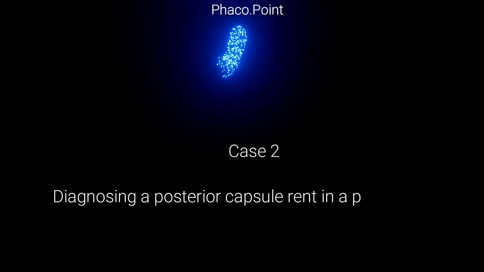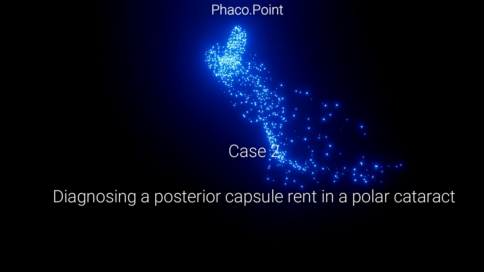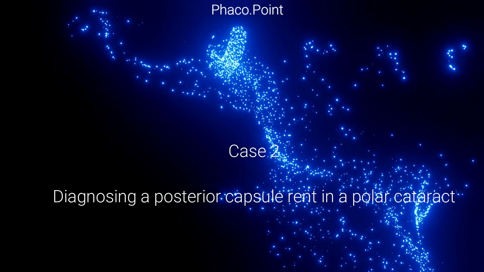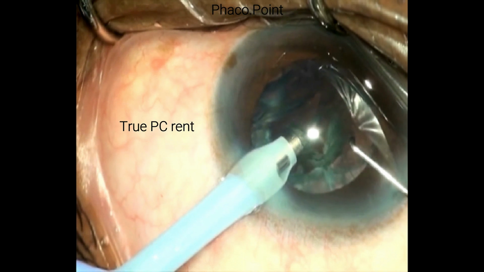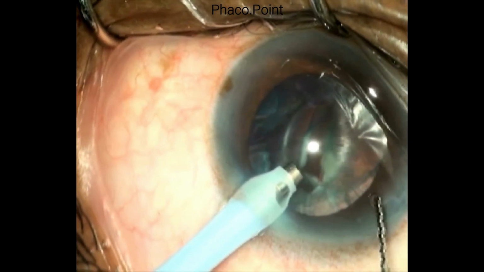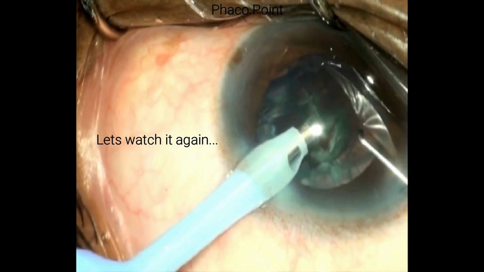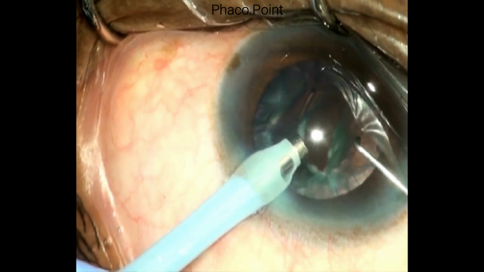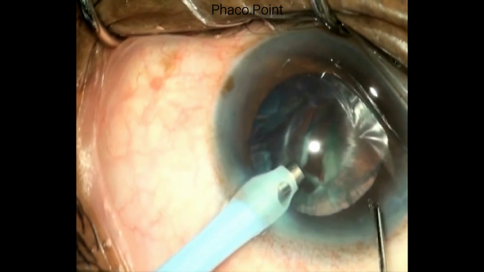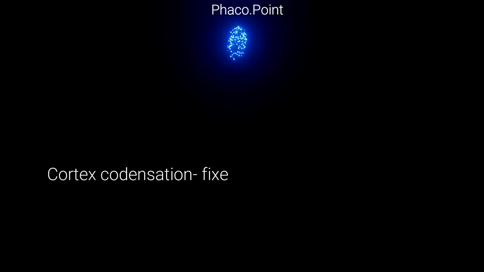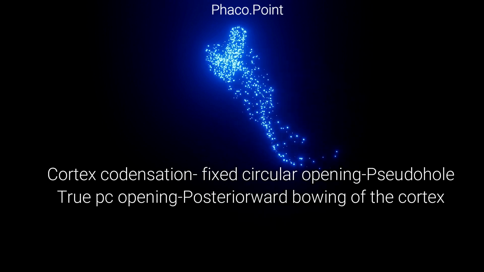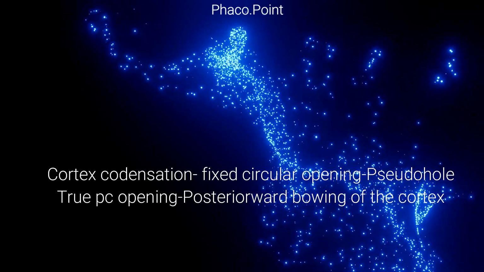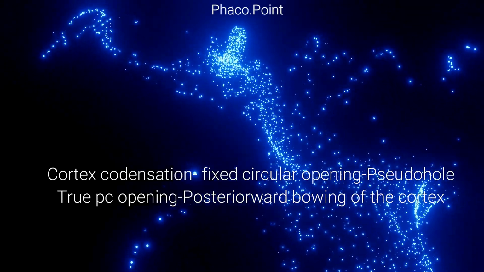In the following video, I'm going to now demonstrate to you what a typical opening in a polar cataract would appear like intraoperatively should it occur. I think you will be able to appreciate a posteriorward bowing of the cortex, which signifies the splaying open of the posterior capsule due to the irrigation of the phaco in this case. This appearance of a posteriorward flapping of the cortex and splaying open of the posterior capsule is indicative of an opening in the posterior capsule, as opposed to the previous case where it was a fixed round circular opening signifying only a condensation of a cortex.